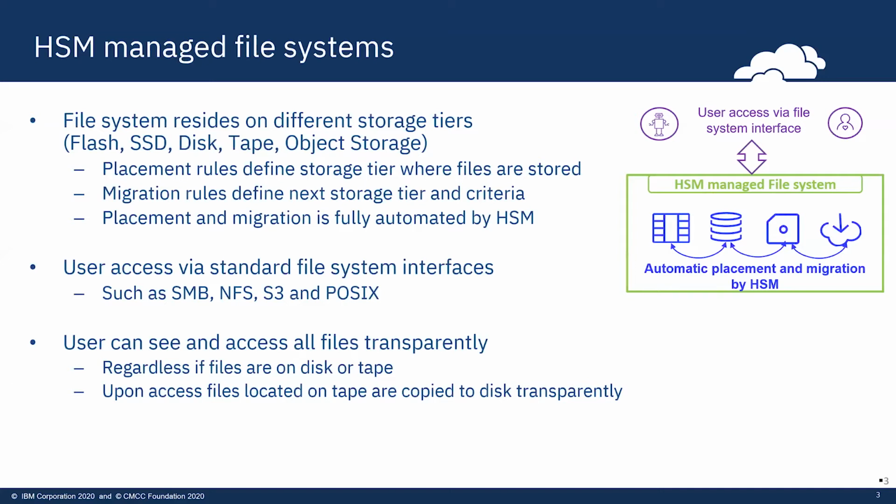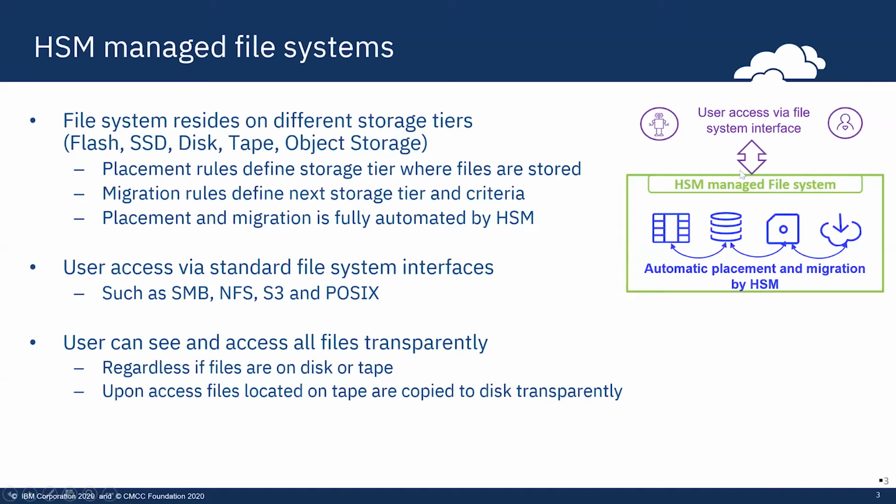An HSM managed file system resides in different tiers of storage, like flash, SSD, disk, tape, even object storage, and as you see in this picture, there are different placement rules that define on which of these tiers the data is stored when it comes in, when it's being created. Migration rules define what is going to happen with the files during the life cycle, when should they be migrated to the next tier.